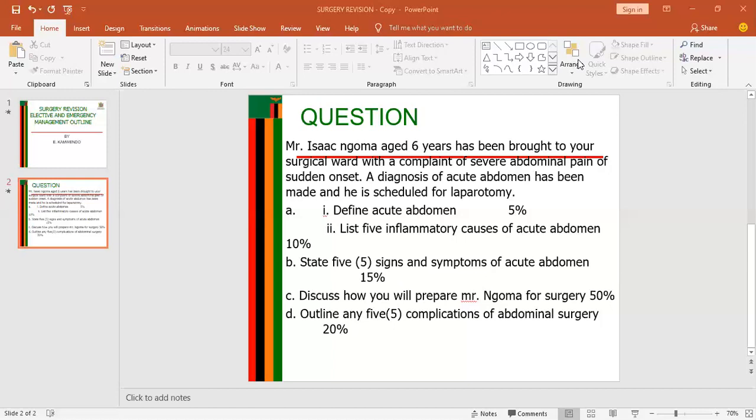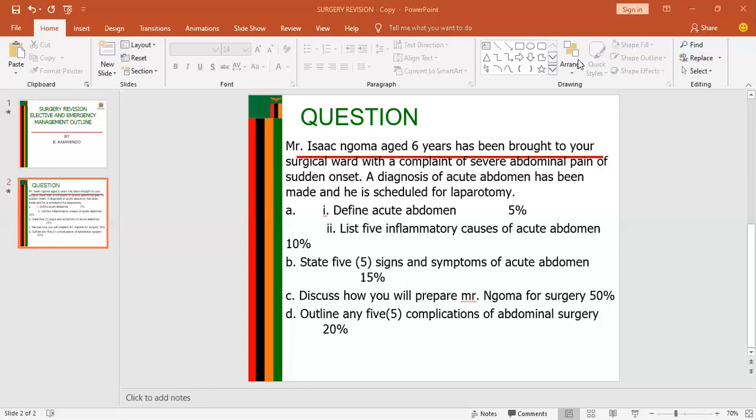Question A is saying define acute abdomen. So we can define acute abdomen as an intra-abdominal condition of abrupt onset associated with severe abdominal pain, which can be due to inflammation, perforation, obstruction, infarction, or rupture of an abdominal organ, requiring an emergency surgical intervention. So that is the complete definition for acute abdomen, which you need to get the 5 marks this question needed.